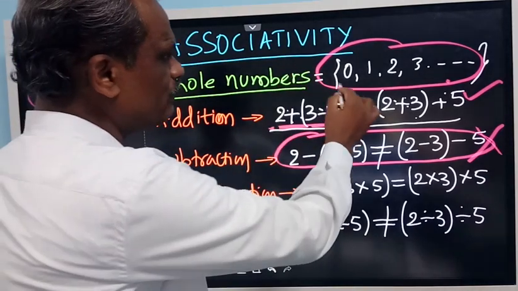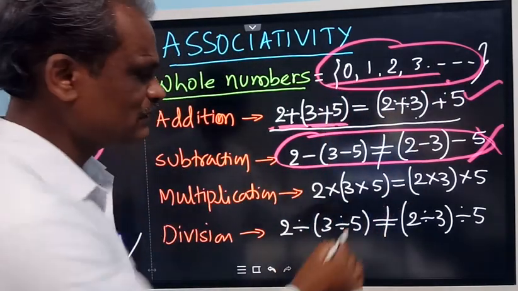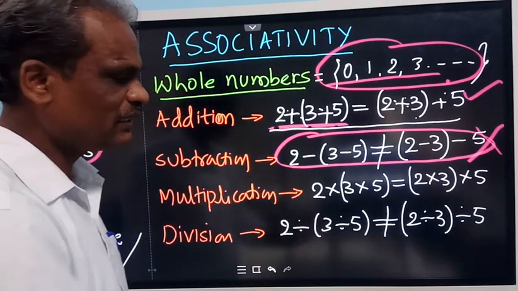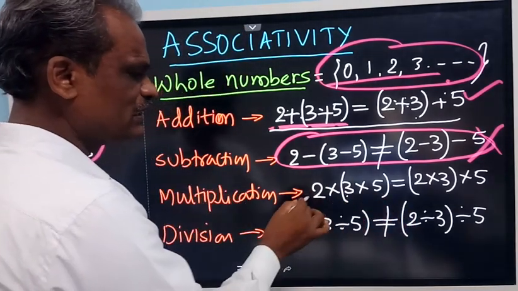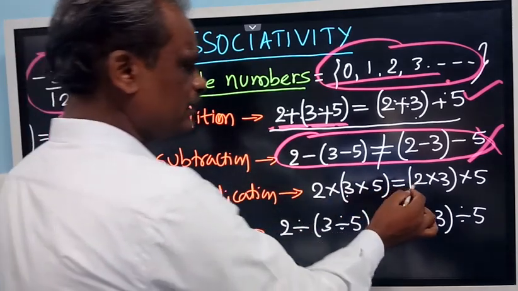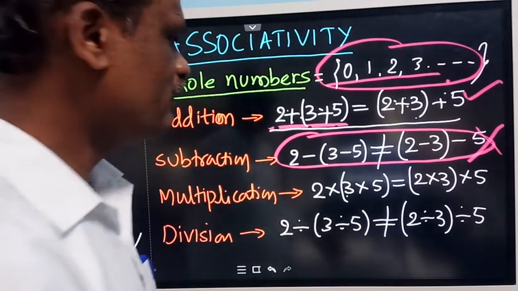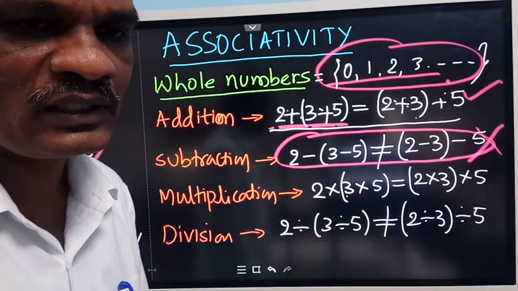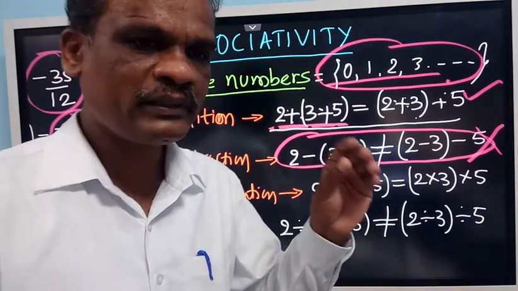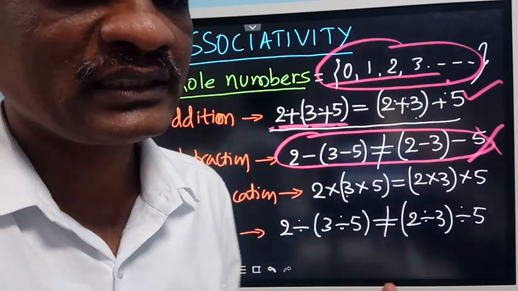Take any three whole numbers, multiply them in different ways. In the first part I have multiplied 3 and 5 first, then 2. 3 5s are 15, then 2, 30. Here 2 and 3 first, then 5. So here you are getting the same answer. Even you can multiply 5 and 2, then 3, then also you will get 30 only. So that means all numbers can be grouped in any way, the product is always same only.